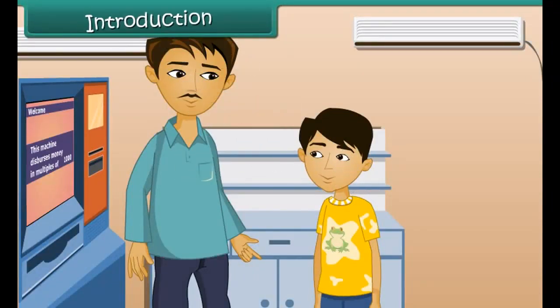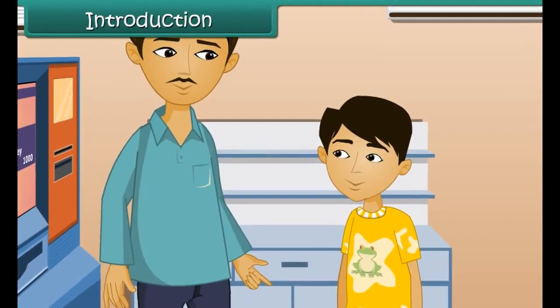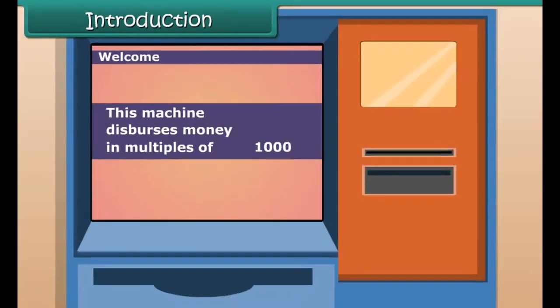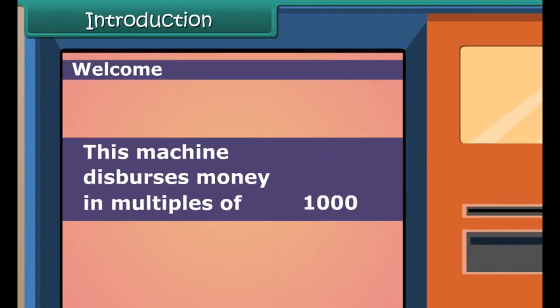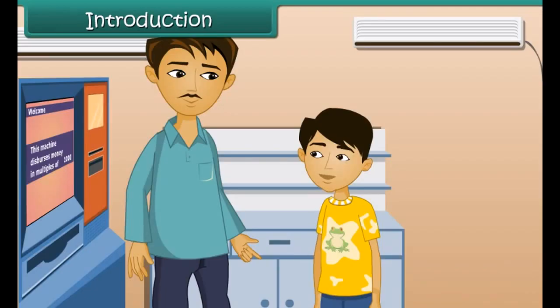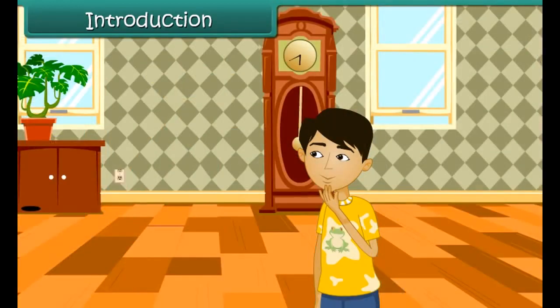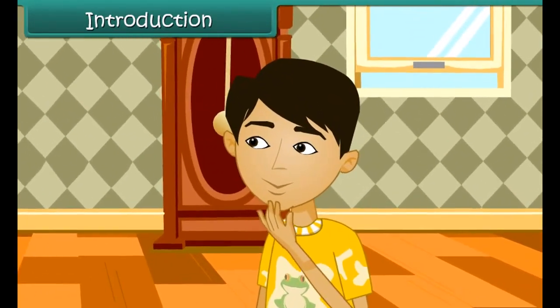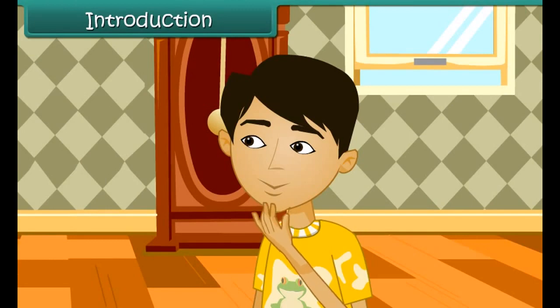Introduction. You are at an ATM center with your father. You see a message on the screen that says, "This machine disburses money in multiples of 1000." You ask your father what the message means. He says it means that he can either withdraw 1000 or 2000 or 3000, but not 1500, 2700 or 3800. You return home confused. You're also curious to know more about multiples.